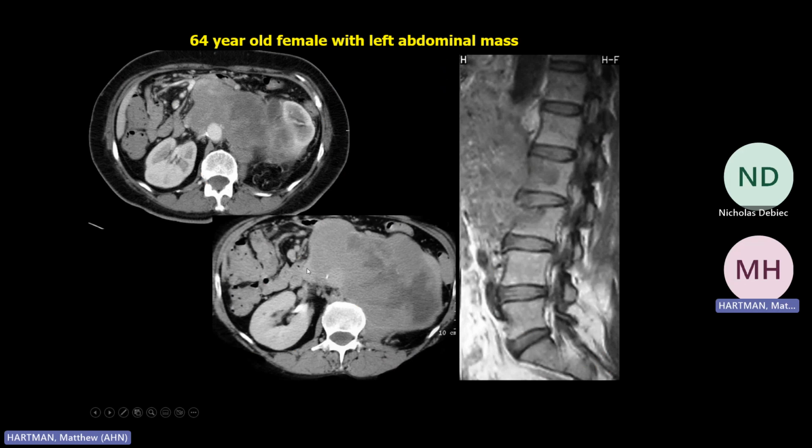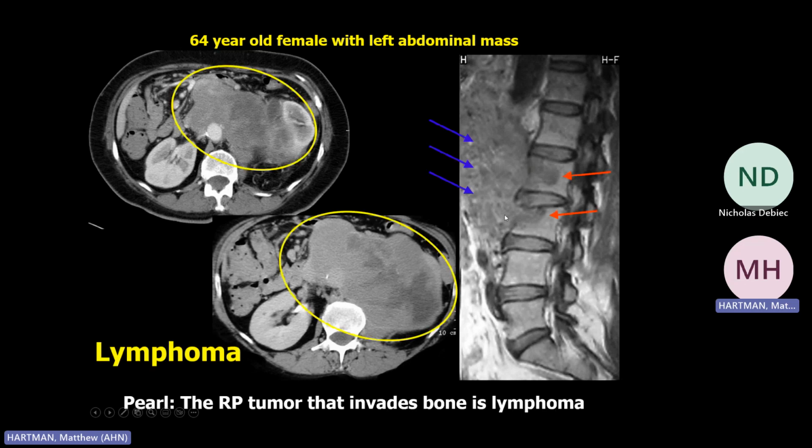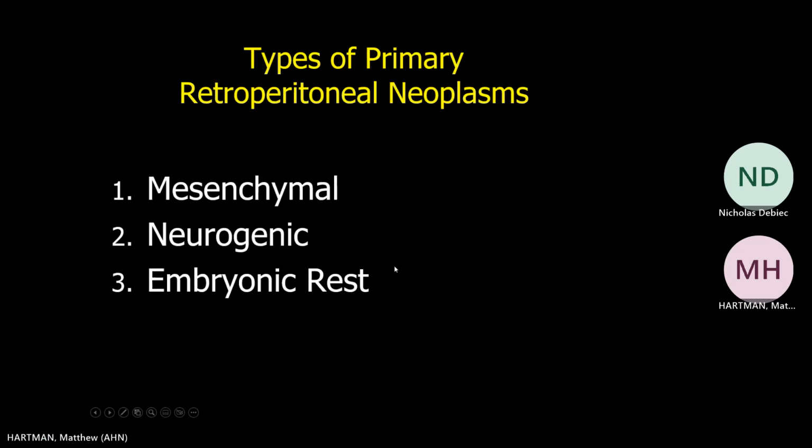Another case, left abdominal mass. Again, solid, but areas of central necrosis. On the MRI, we see there is bony involvement. It's coming from the bone. If we remember the pearl, tumor that invades bone, think lymphoma. If you just said, hey, every Hartman differential, Mets and lymphoma, you would have been right as well.